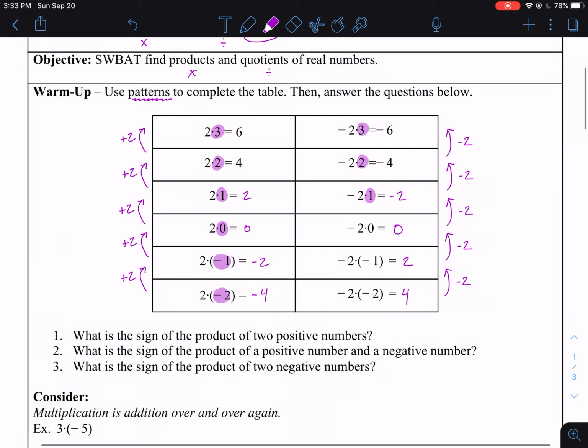Now, the sign of the product of two positive numbers. I'm asking what happens when we multiply a positive times a positive. We can see that will be green because that's positive. We see two positives here, here, and here, and that's it. But those are all positive numbers.